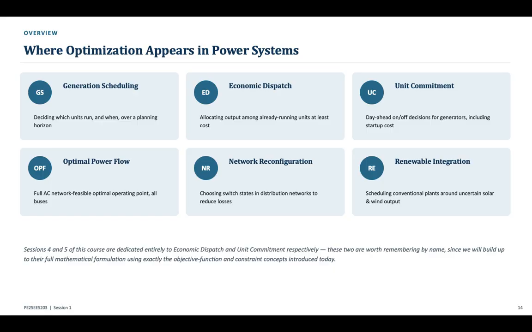See, full AC network, feasible optimal operating point, all buses, all these things come into the picture. Network reconfiguration, so choosing which switch states in the distribution network to reduce the losses. Then you have the renewable integration. This is a bit unpredictable, but still it's an add-on.